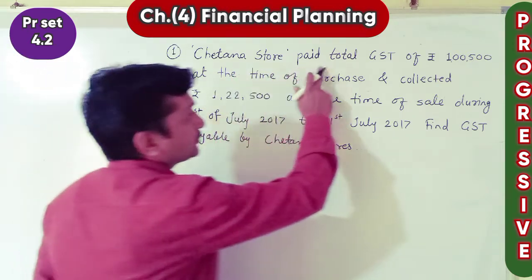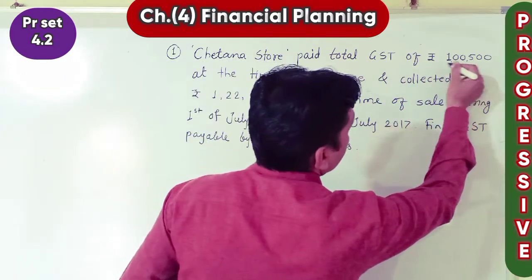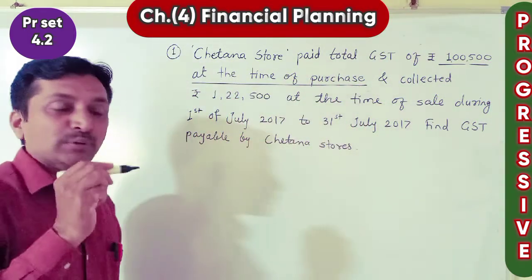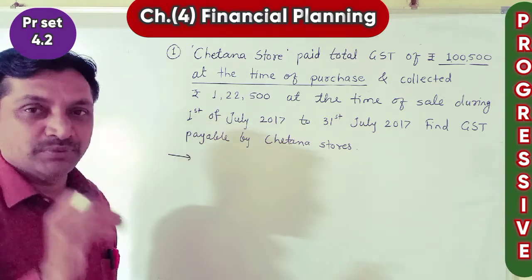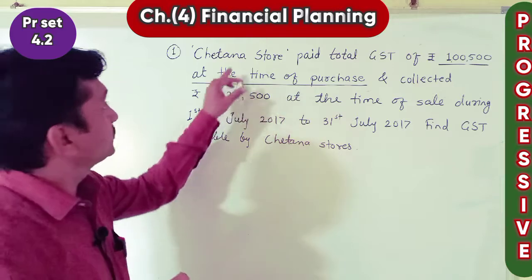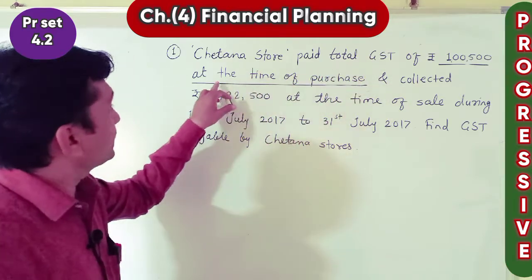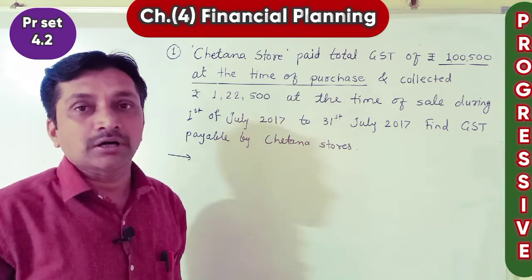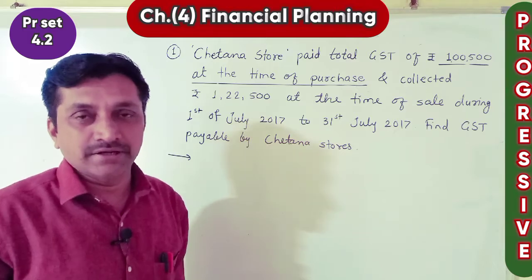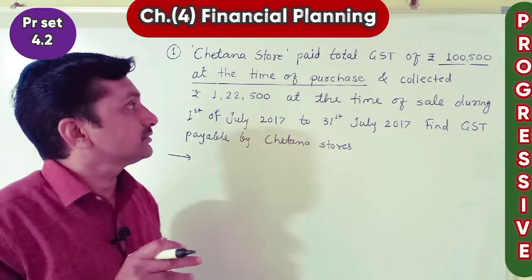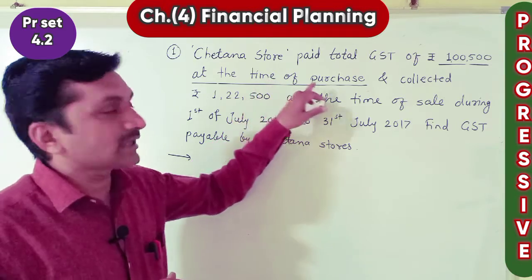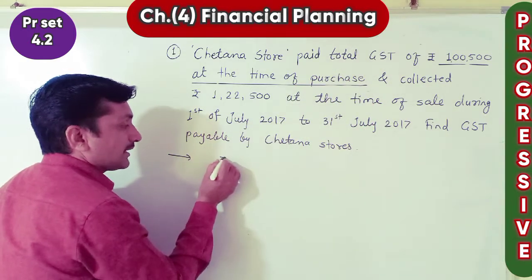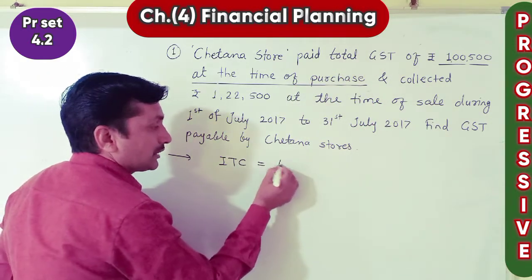Chetana Store paid total GST of rupees 1,500,000 at the time of purchase. The tax paid at the time of purchase is called ITC, meaning input tax credit. Input tax credit, ITC, is the tax paid at the time of purchase, and that is 1,500,000.